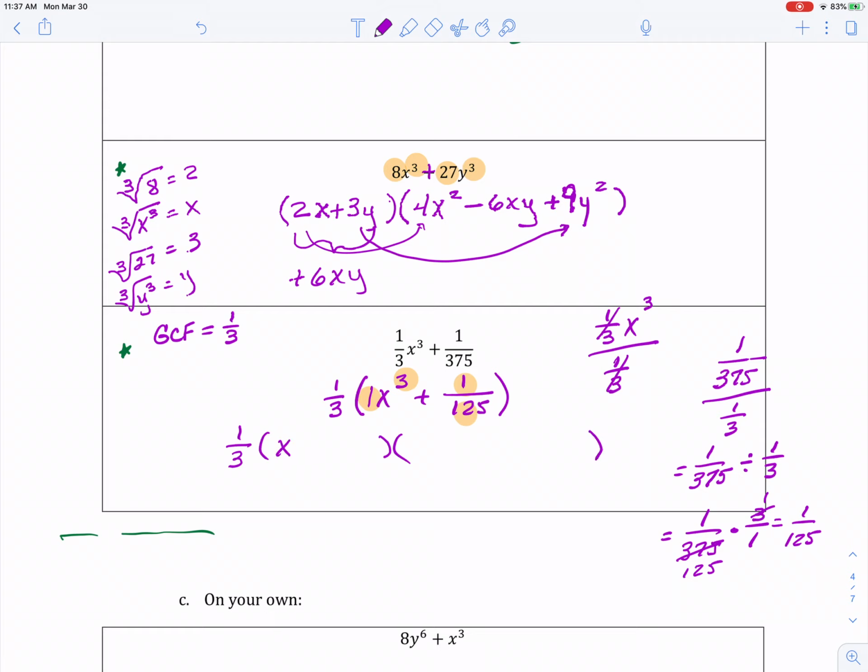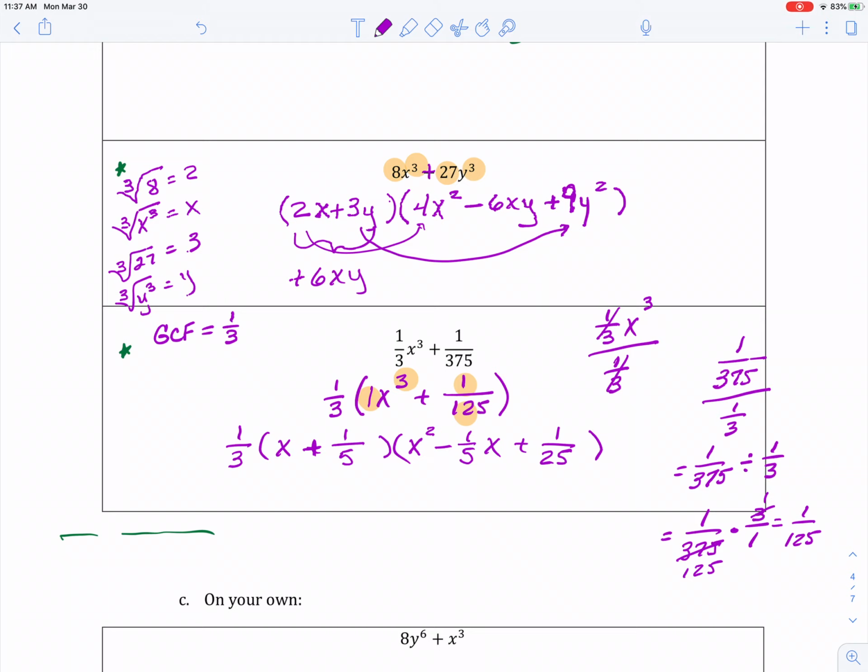So the cube root of x cubed is x. The cube root of 1 over 125 is 1 over 5, because 5 times 5 times 5 is 125. Notice I kept the sign the same. And now I'm going to square the first term. I'm going to multiply the two together and use the opposite sign. And I'm going to square the last term. And we're done.